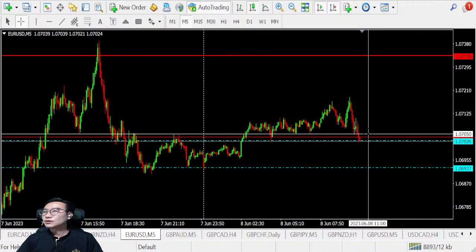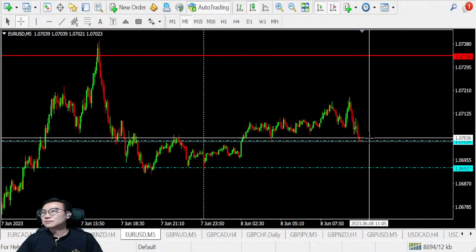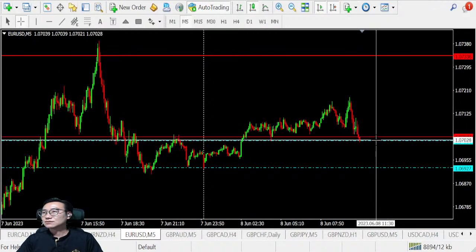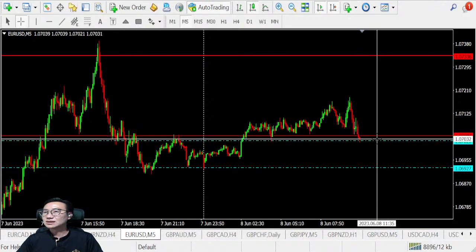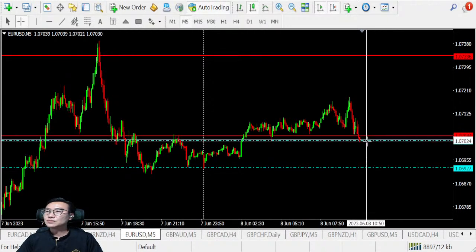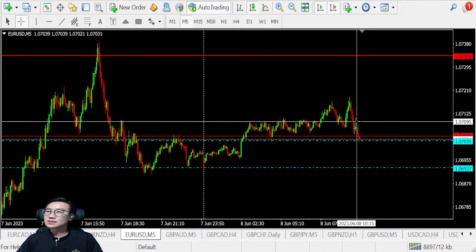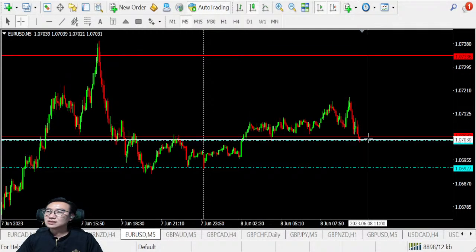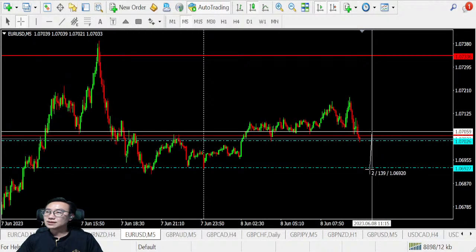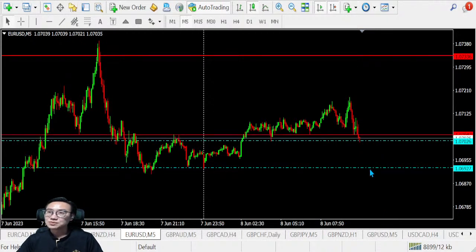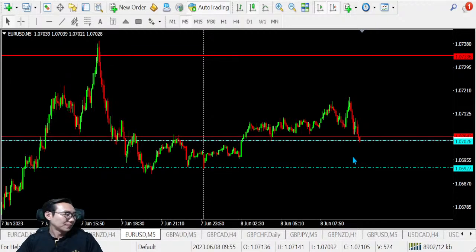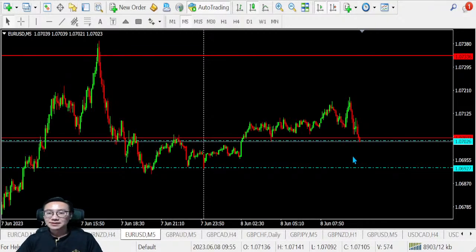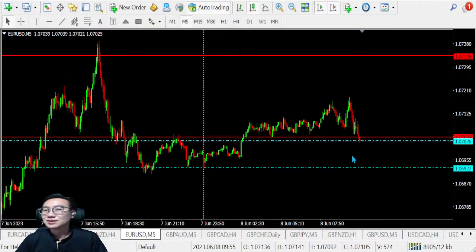For the euro dollar, after this area here, there may be a good chance that they are going to form another resistance like this. Then probably another 13 to 14 pips, it's about there.